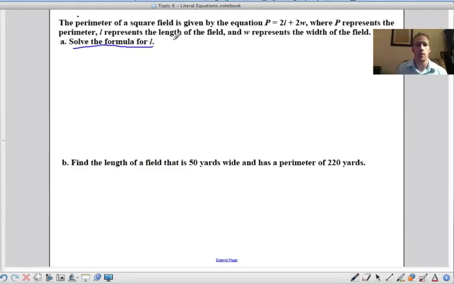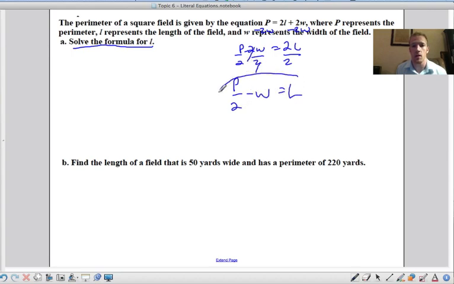Alright, you should have read this question. We're solving the formula for L. So we're going to subtract 2w. And that gives us p minus 2w equals 2L, using a capital L just so it doesn't look like a 1. Divide everything by 2. And that gives me p over 2 minus w equals L.